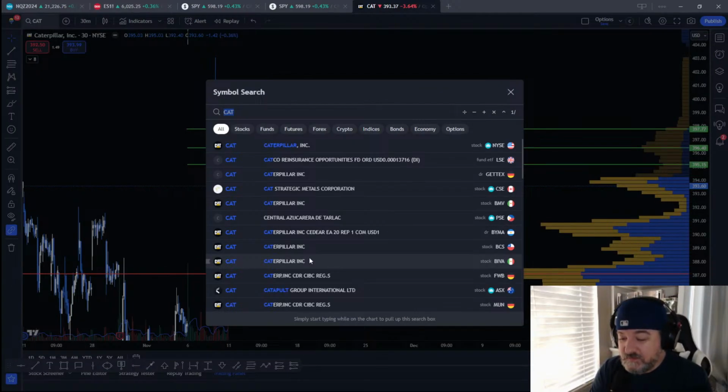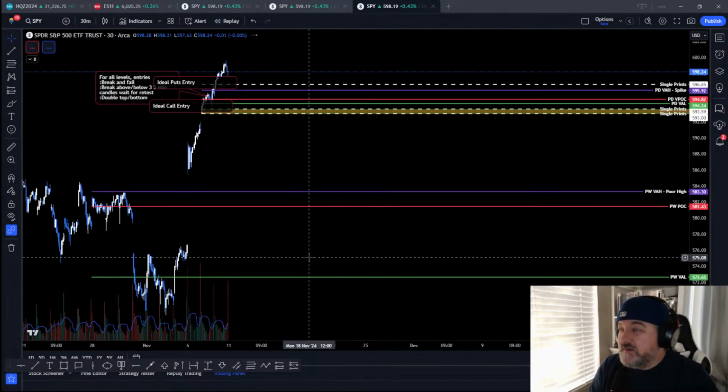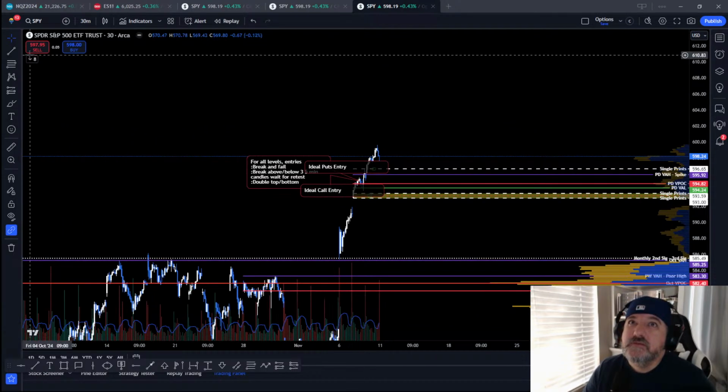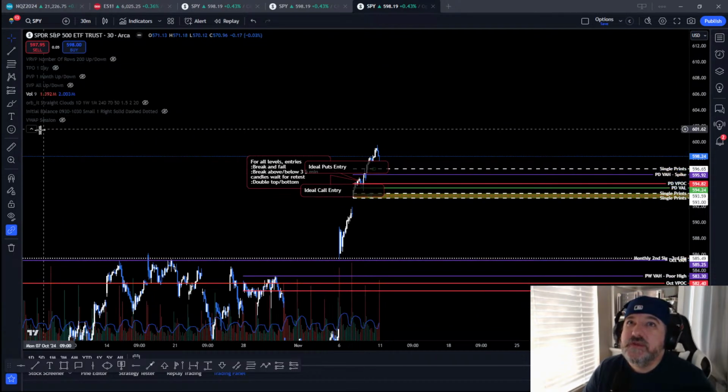And then let's quickly hop into SPY and chart that up. If you guys have questions, start asking early because this probably will be a little bit on the shorter side.